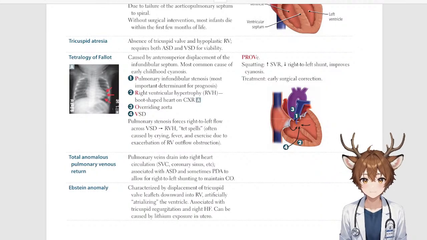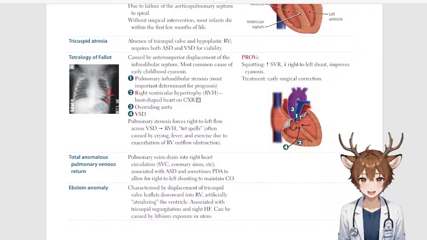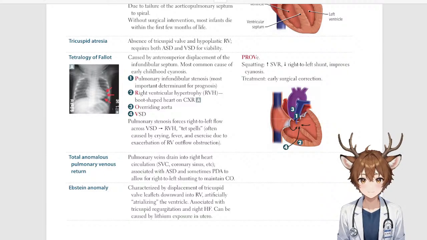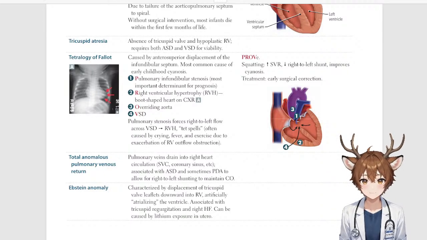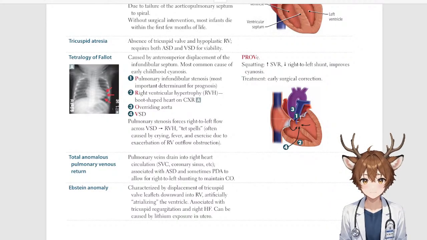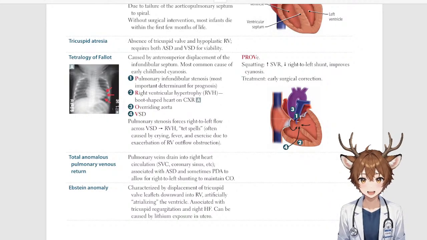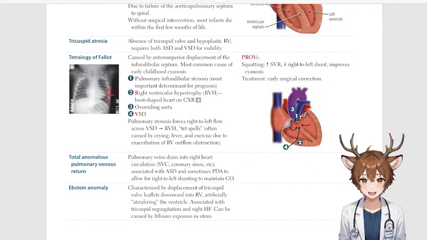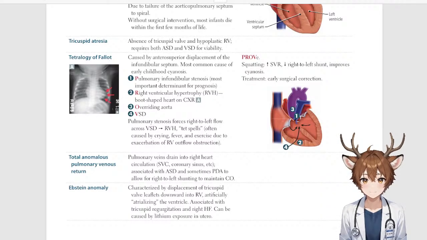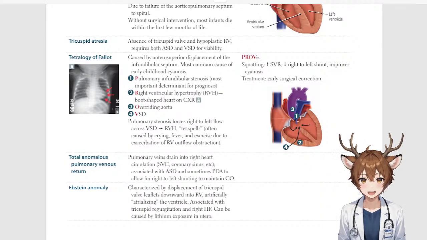Tetralogy of Fallot. Caused by anterosuperior displacement of the infundibular septum, most common cause of early childhood cyanosis. 1. Pulmonary infundibular stenosis, most important determinant for prognosis. 2. Right ventricular hypertrophy, RVH, boot-shaped heart on the chest x-ray. That's a very key thing to see. 3. Overriding aorta, straddles the VSD, receives blood from both the left ventricle and the right ventricle. And then finally, the VSD, the ventricular septal defect.